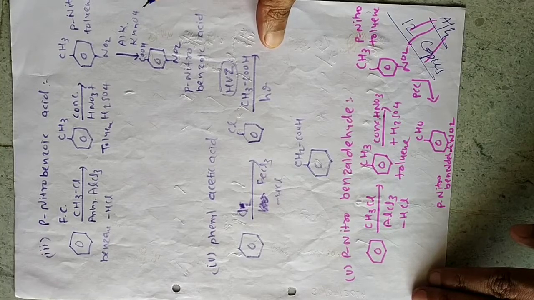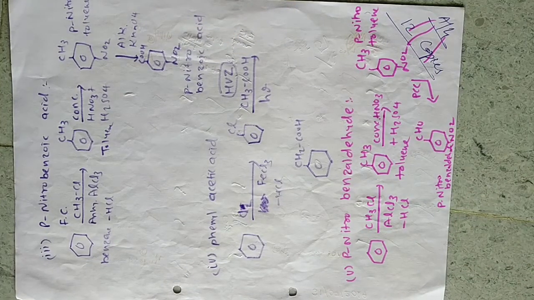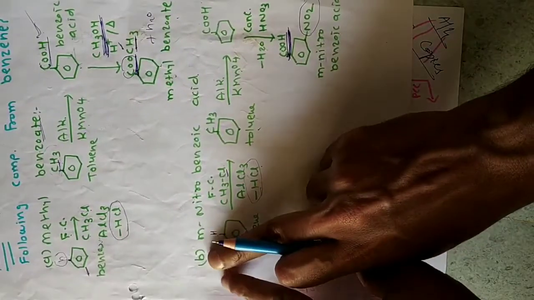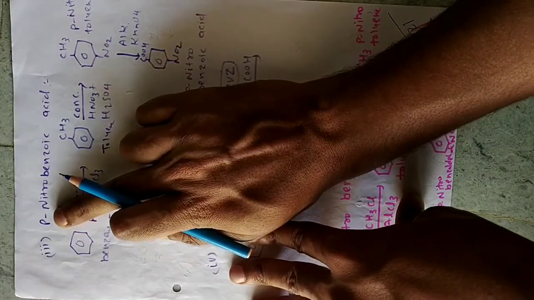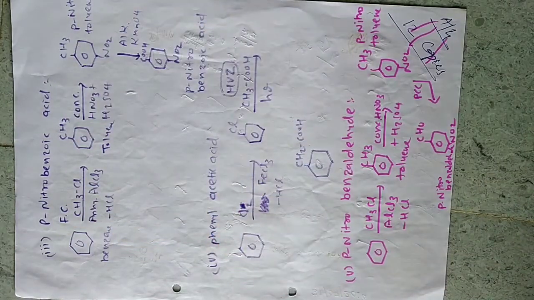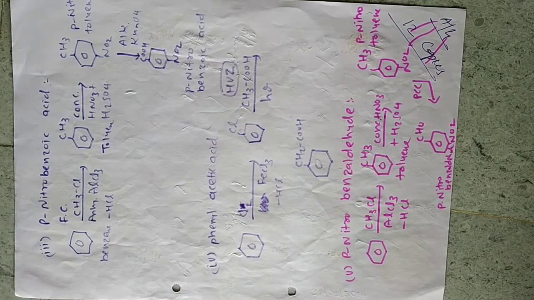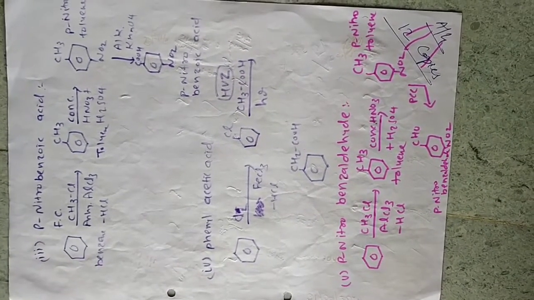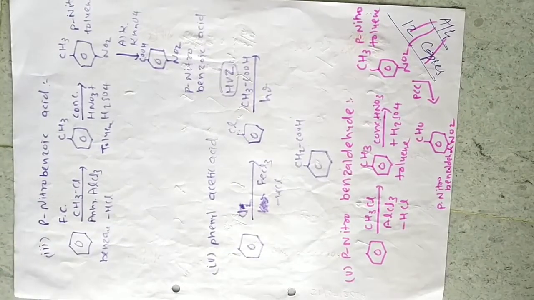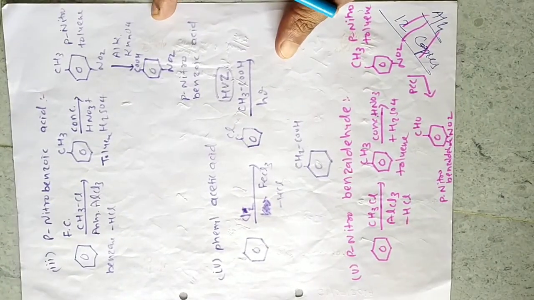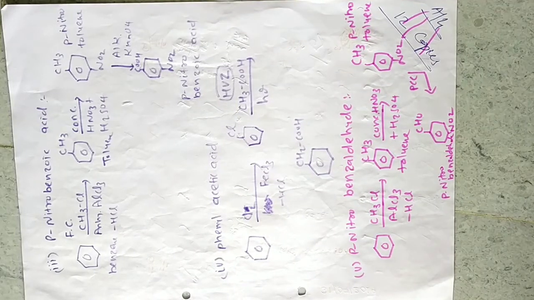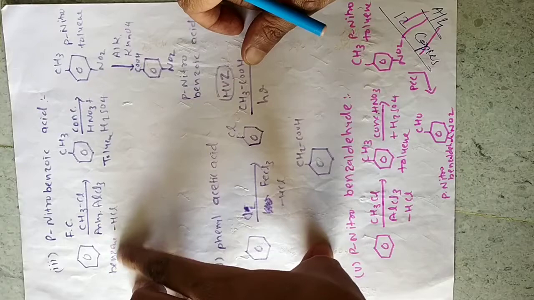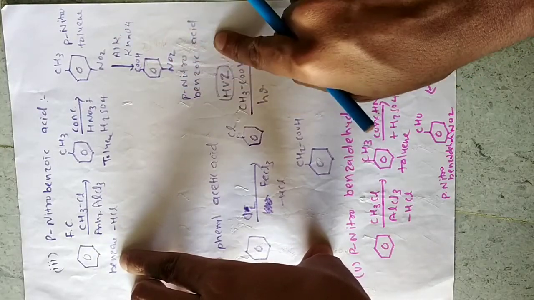The next one is paranitrobenzoic acid. Now here you can see question B was metanitrobenzoic acid. Here the position is changed. Paranitrobenzoic acid is there. So what will we do? We will interchange some processes here. The processes will be the same, but we'll change the order. So look at the reaction. This one is benzene. This one is paranitrobenzoic acid.